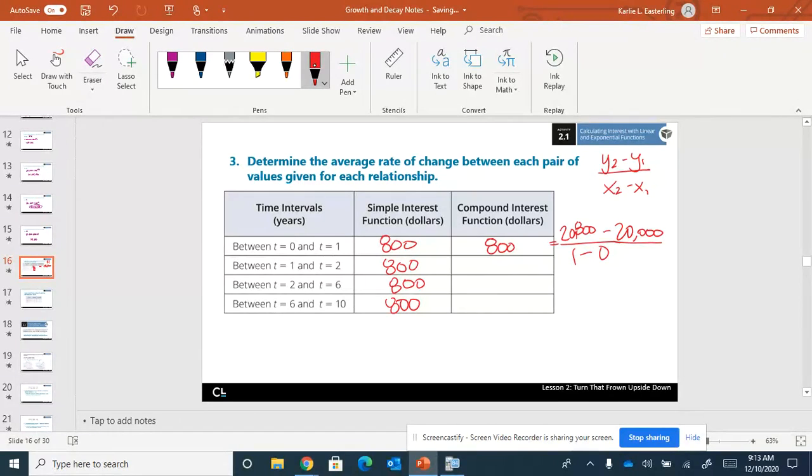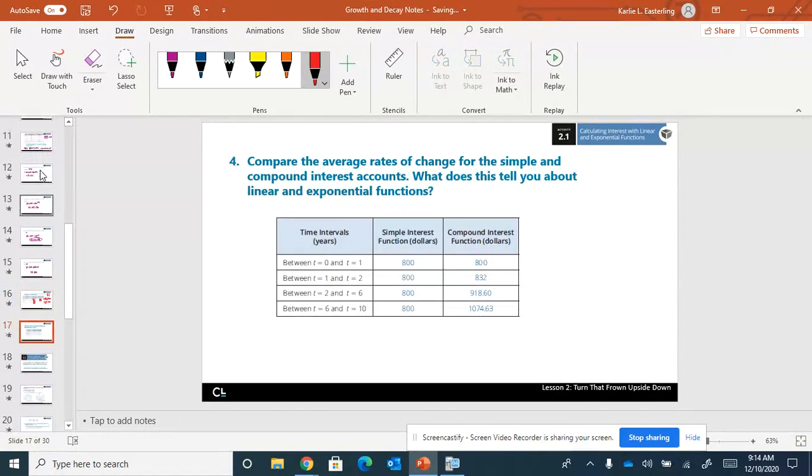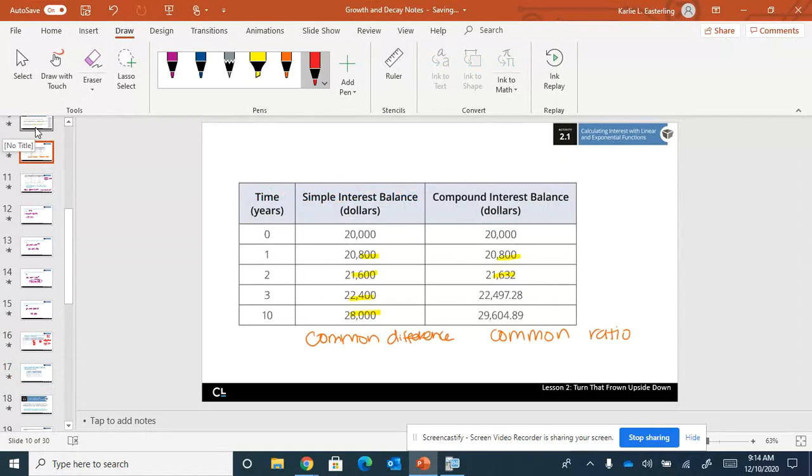All right, for 1 and 2, again, you're going to have 2 minus 1 on the bottom. 2 is also given to y'all at the very beginning here, and it was 21,632. I do believe one was also given to you. It's that $20,800. When you plug that in, you should get 832. And again, if you don't know where I'm getting these values from, it's all the way from this original table. Because see, we're given 0, 1, 2, and 3.